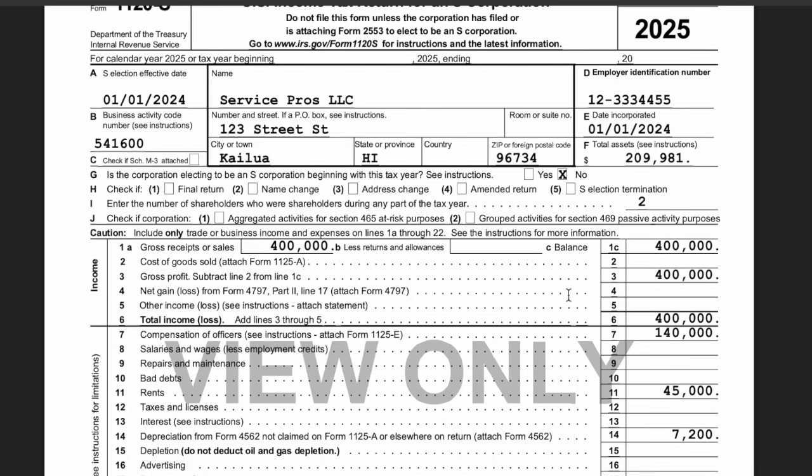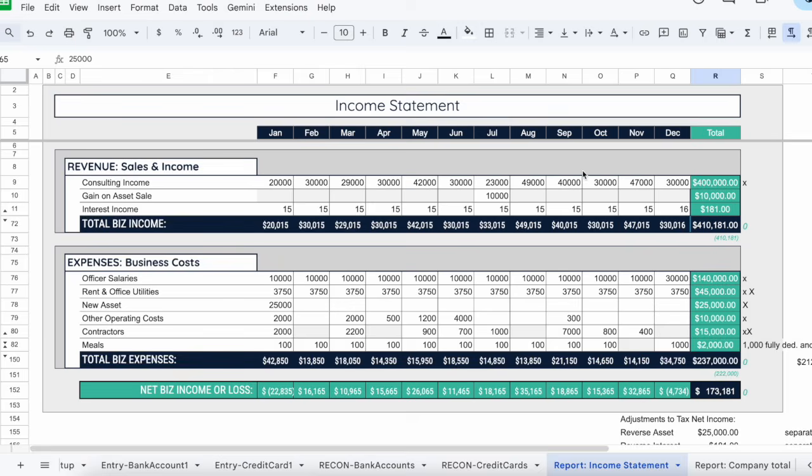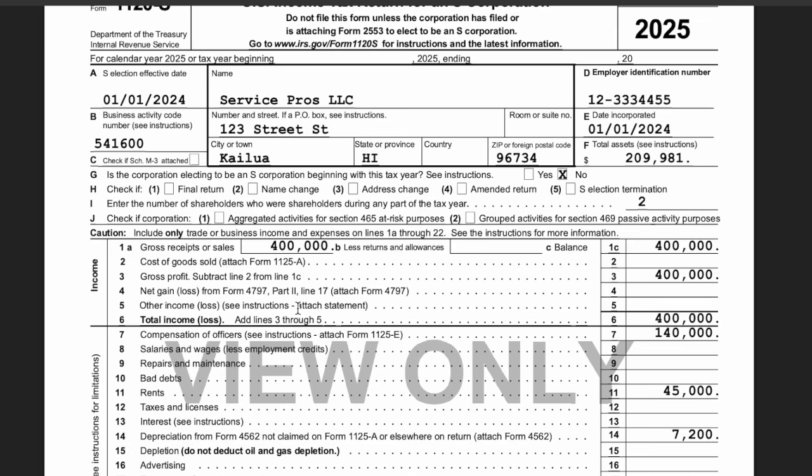So in our first section, we have income of $400,000. And on our income statement, you can see we also sold an asset for $10,000, and we had interest income of $181. But those amounts don't go here on page 1, just our business income. And that's because interest income and gain or loss on a sale in the specific situation we have with this asset, those are separately stated on Schedule K.